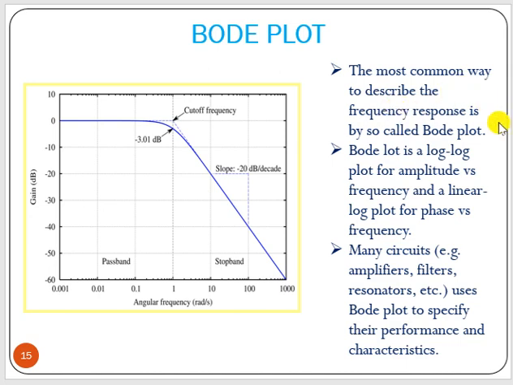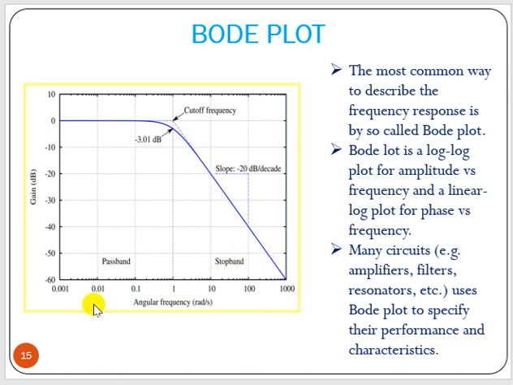This is the common way to describe the frequency response. It's called Bode plot. Now Bode plot is a log-log plot of amplitude versus frequency and a linear-log plot for phase versus frequency. Here it is showing the magnitude plot. Now it is an example of a low pass filter.